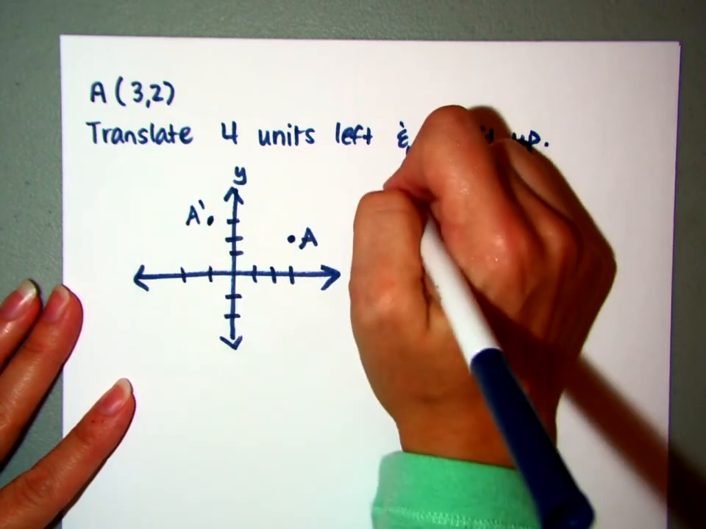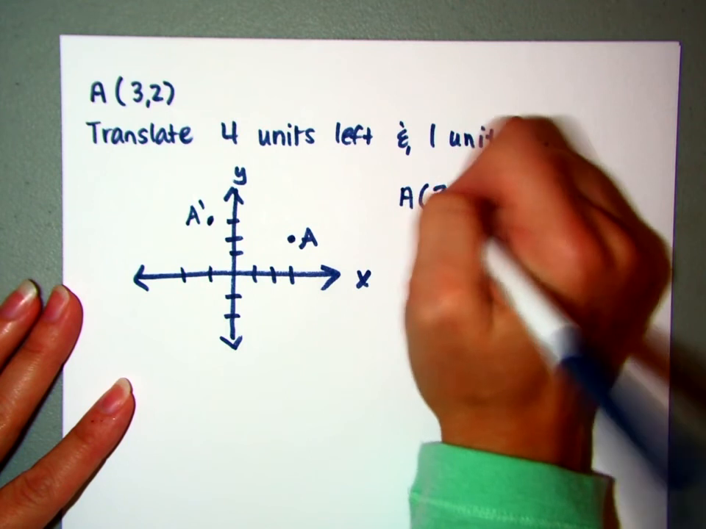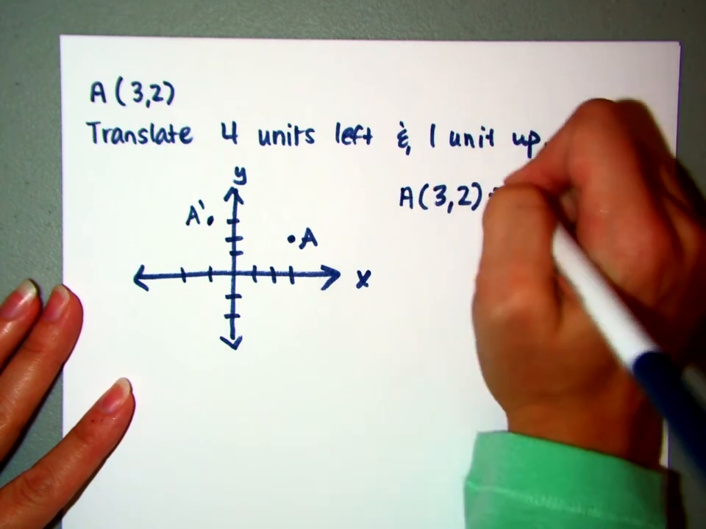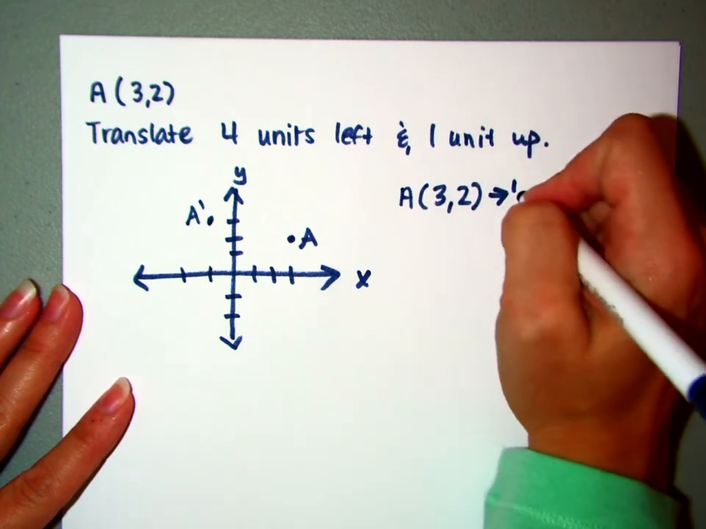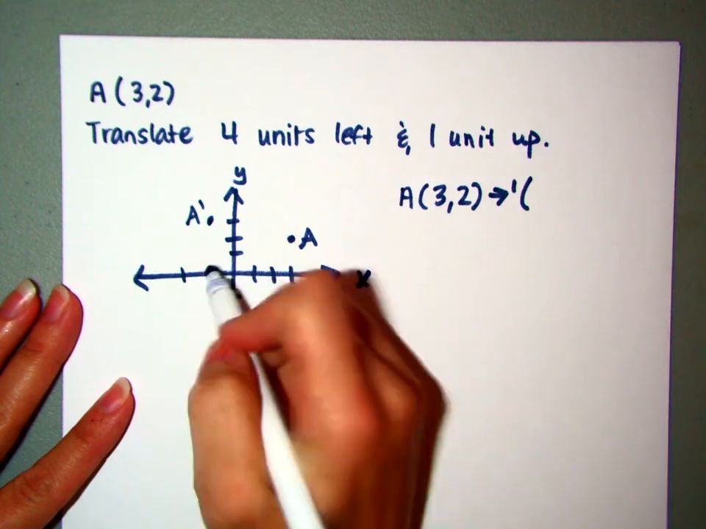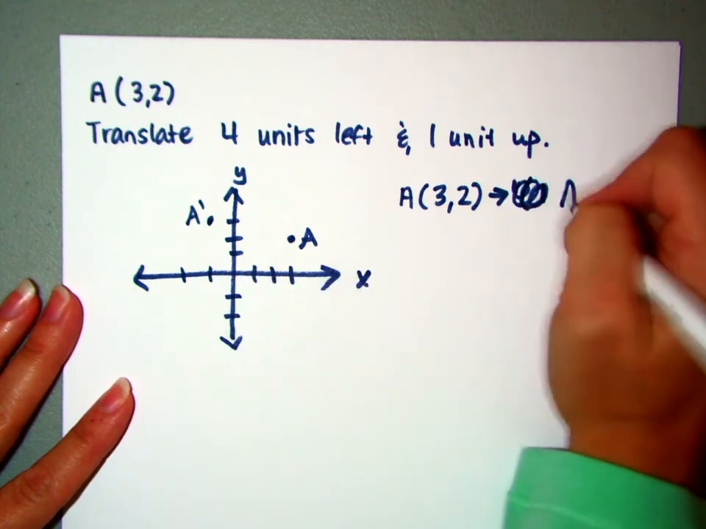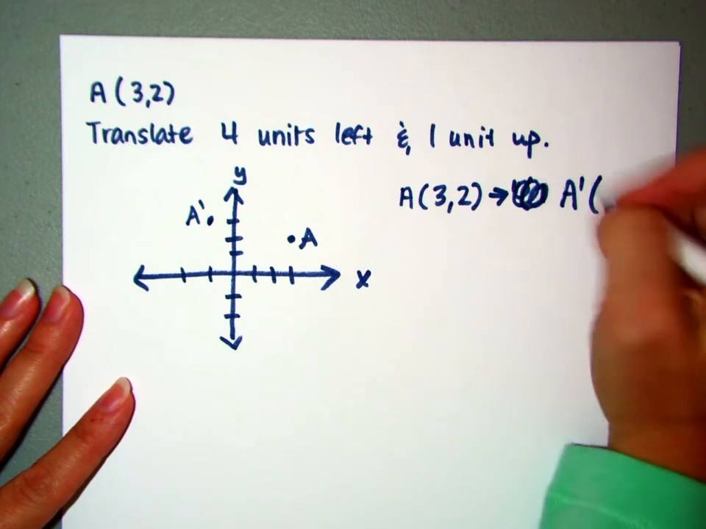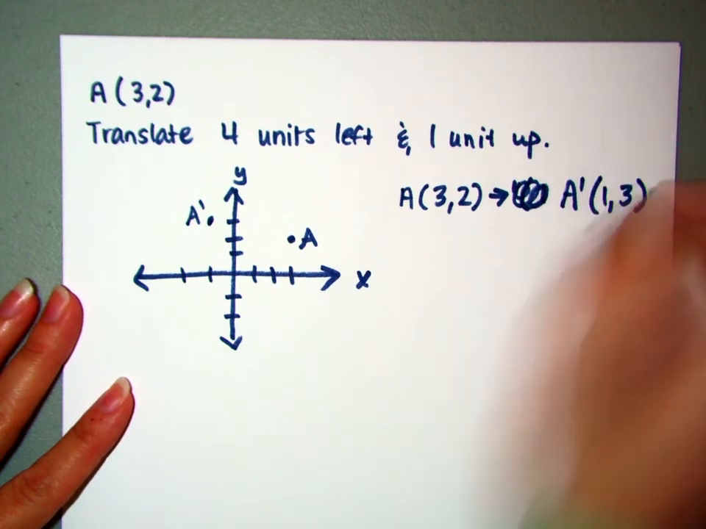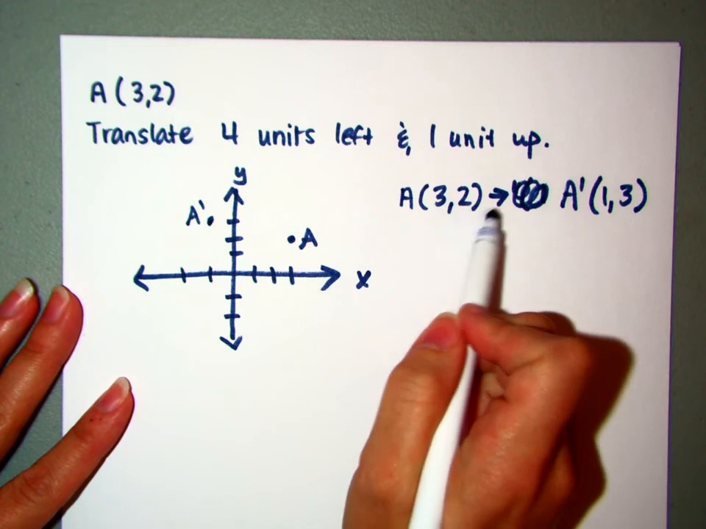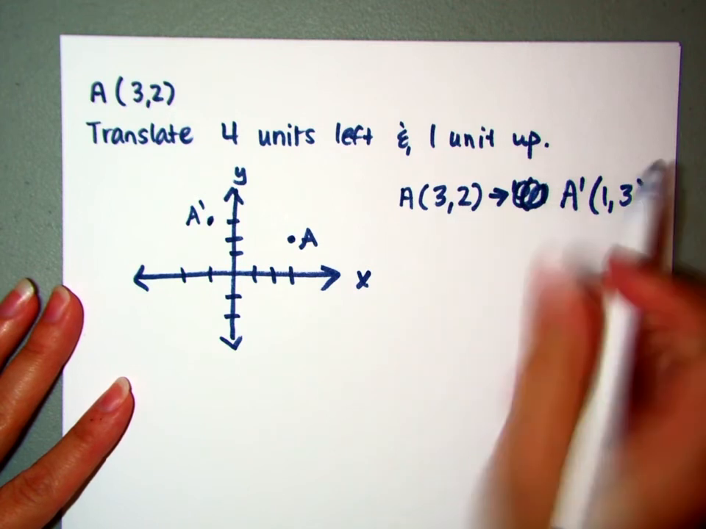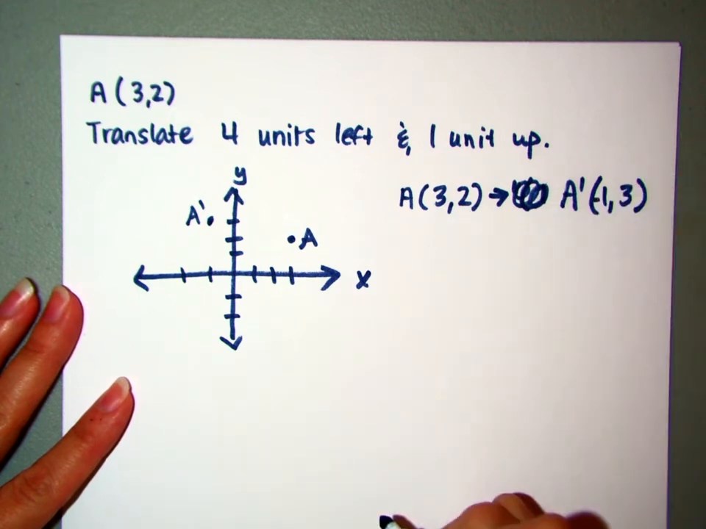So we can formally write this as A is 3, 2, and its new image, we use the apostrophe or the prime, becomes A prime, which is at negative 1, 3. So we have A from 3, 2 goes to A prime, which is at negative 1, 3.